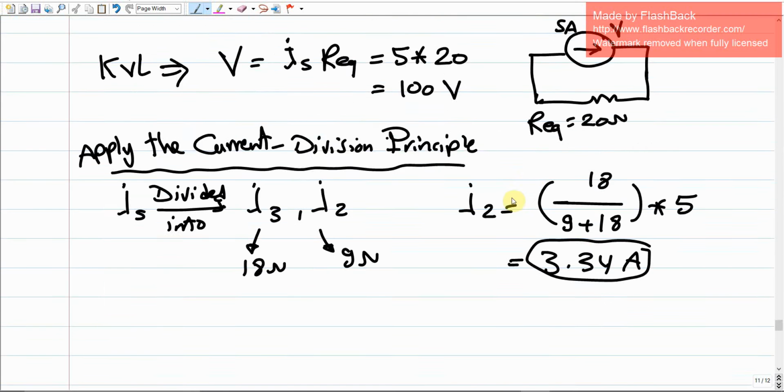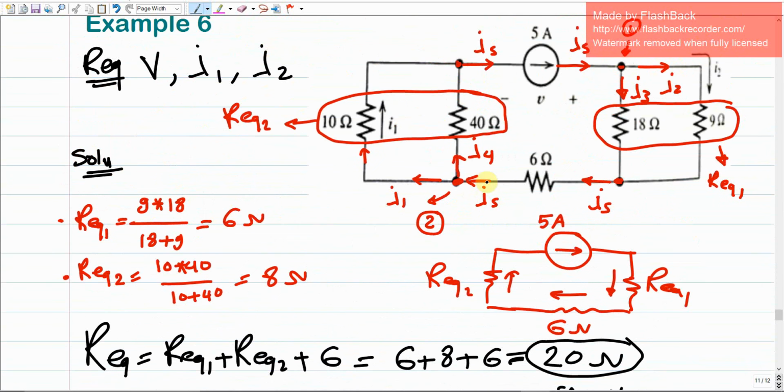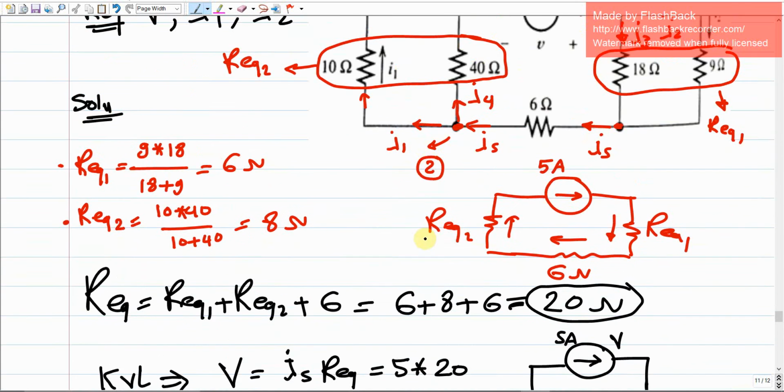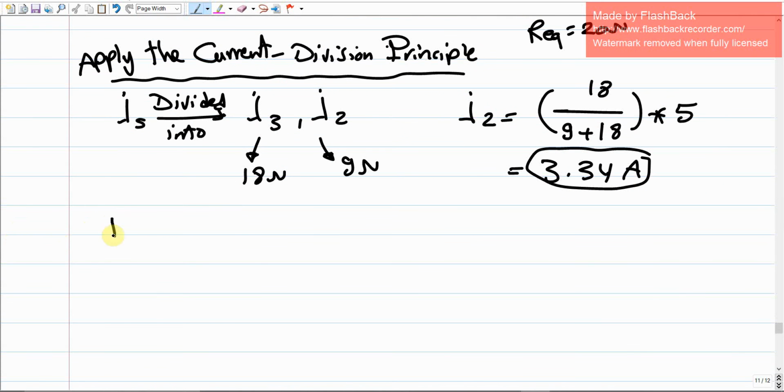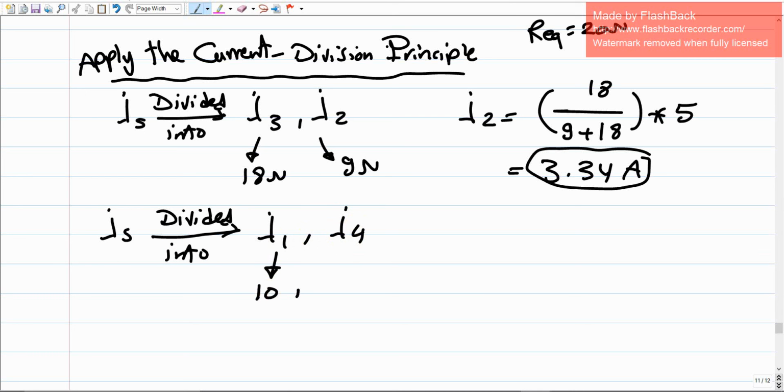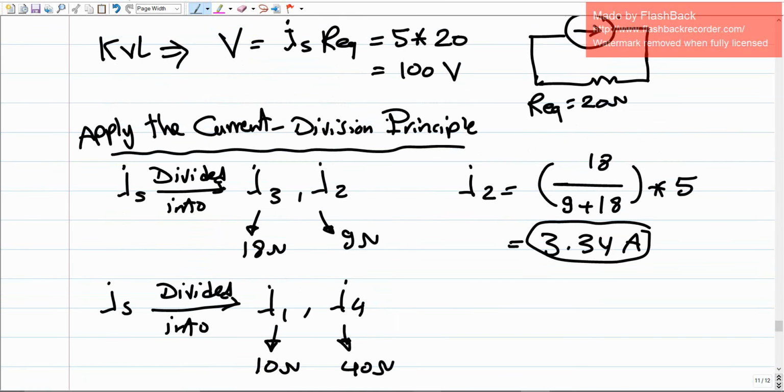How about I1? I1 is also a division of the total current IS, which is 5 ampere, but it is divided between the 10 and the 40. It means it is divided between I1 and I4. So we already have IS, which has been divided into I1 and I4. How much is the resistance over I1? It is 10, and over I4 it is 40 ohms as given above.